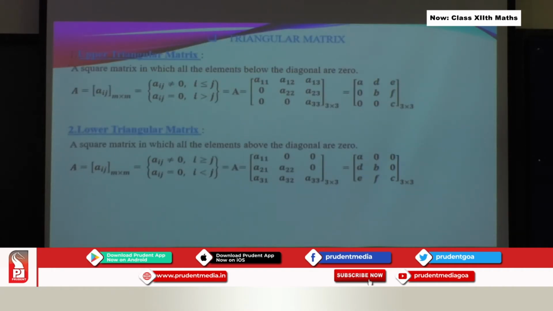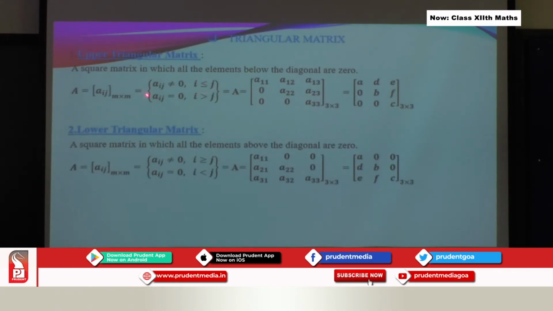Now let's proceed further. Triangular matrix. Now here we have two types of this matrix. Over here it is upper triangular matrix and the second one is lower triangular matrix. What does it mean? A square matrix in which all the elements below the diagonal are 0. Now over here, if you see, this is the diagonal, so this is a benchmark you can say. So above this diagonal and including this diagonal, all the elements are non-zero. But below this diagonal, all the entries are 0.